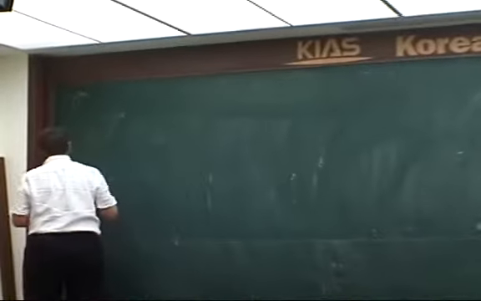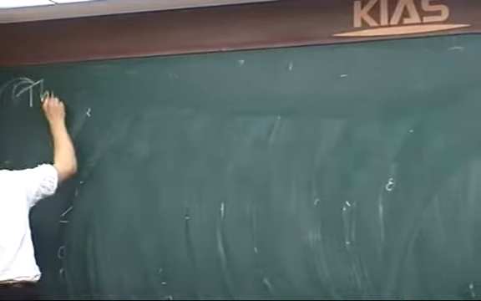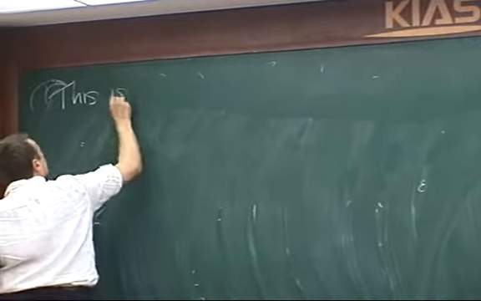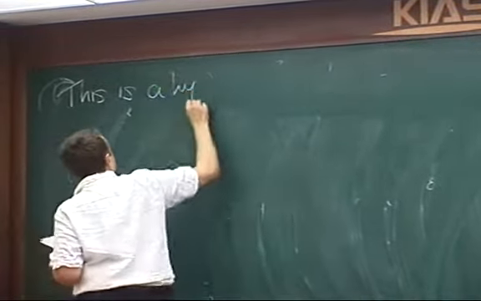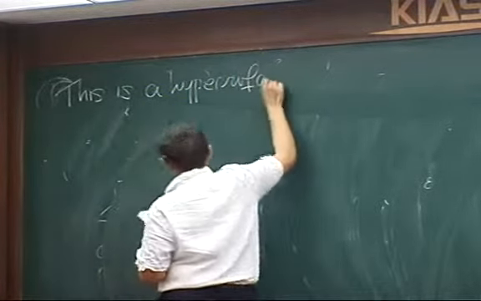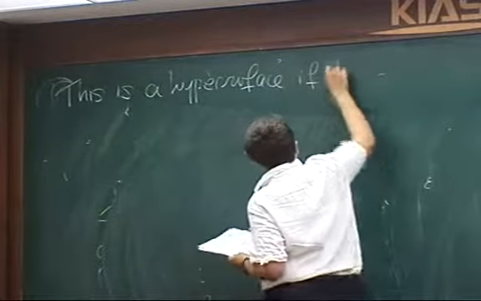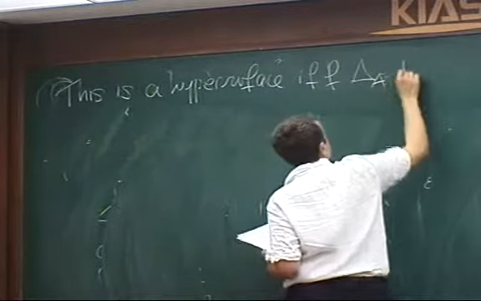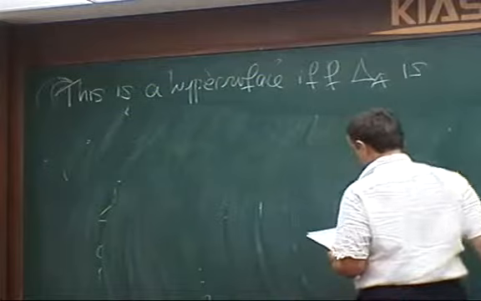Okay, so this tropical variety, as I said, is a hypersurface. I'm going to go over by about 5 minutes, okay? It is a hypersurface if and only if the discriminant is a hypersurface.